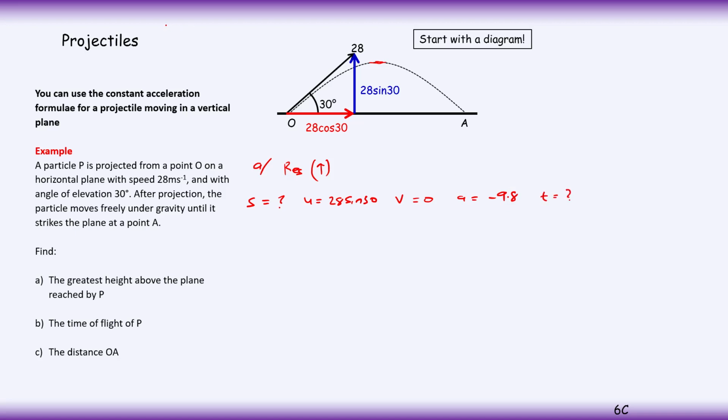Now our SUVAT formulae: V equals U plus AT, V squared equals U squared plus 2AS, and S equals UT plus a half AT squared. So which one can I use to determine S? I want to find S, I know U and V and acceleration. I can use the middle one, V squared is equal to U squared plus 2AS.